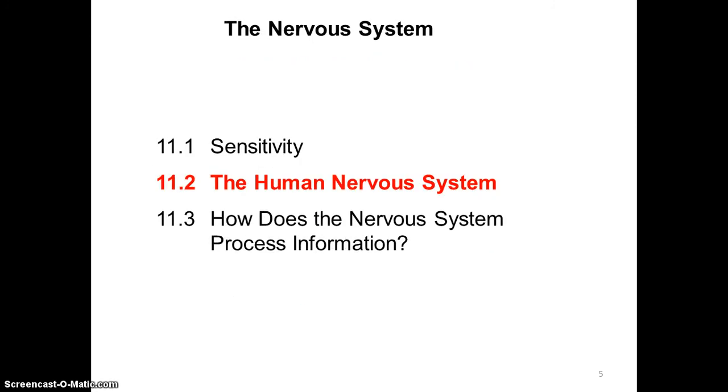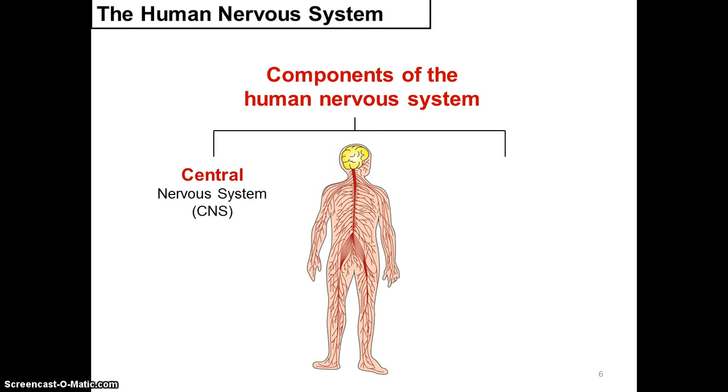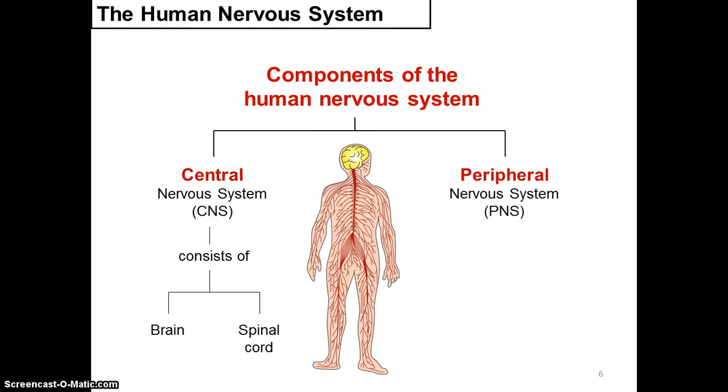11.2 The human nervous system. If we look at the components of the human nervous system, it is made of the central nervous system, or CNS, which consists of the brain and the spinal cord. The peripheral nervous system, or PNS, consists mainly of the different types of nerves, the cranial nerves and the spinal nerves. Both the cranial and spinal nerves are involved in voluntary and involuntary actions.